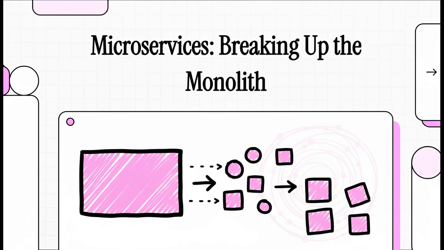Have you ever wondered how giants like Netflix or Amazon can push out updates all the time, constantly adding new features without the whole thing just crashing? Well, the secret is a little something called microservices. And in this explainer, we're going to pull back the curtain on exactly what they are, how they work, and why they're pretty much changing the game for building software.